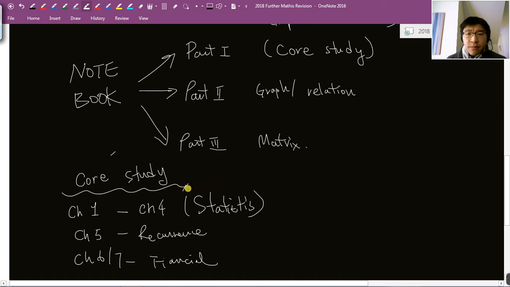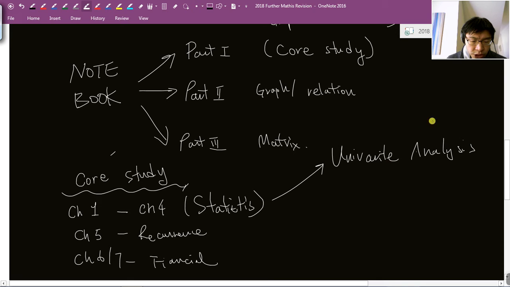For statistics, chapters 1 to 4, first is the univariate data. When we look at univariate data analysis, which is in your chapter 1, you look at different graphs, you look at mode, box plots, stem and leaf plots and stuff like that. So when you do your revision, try to understand the terms to begin with.